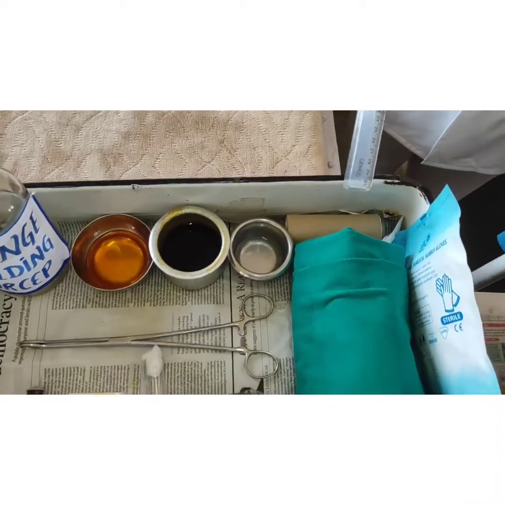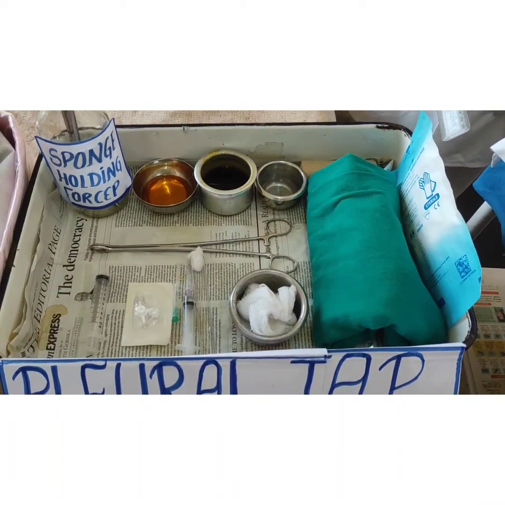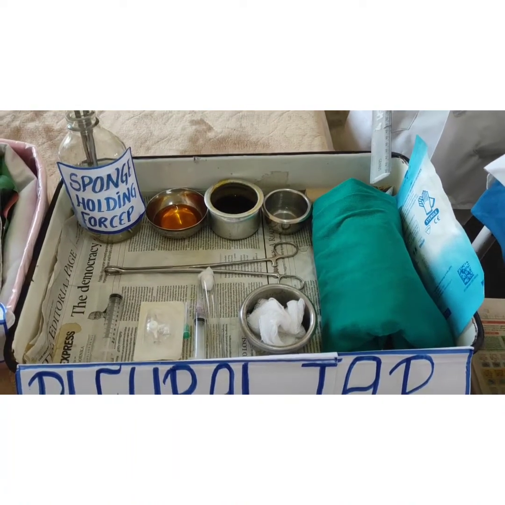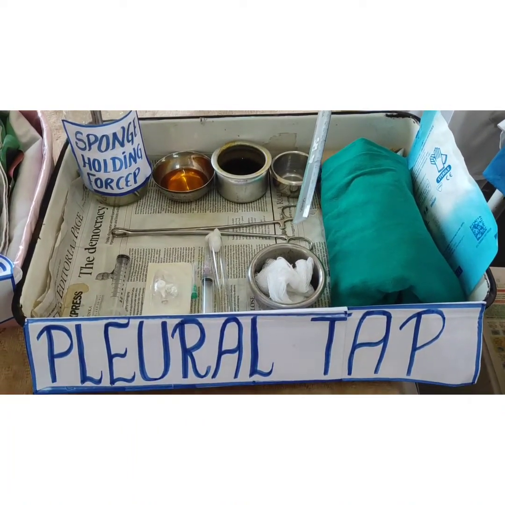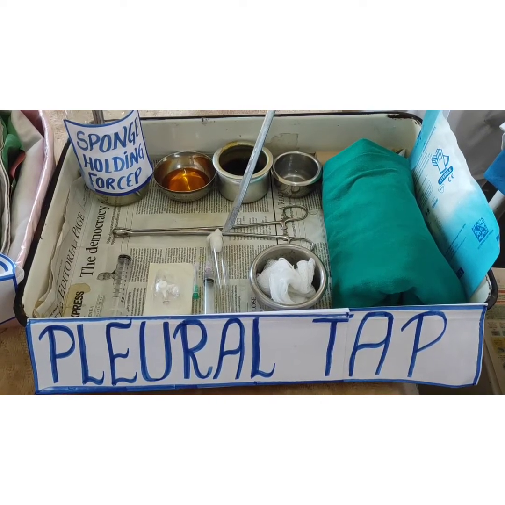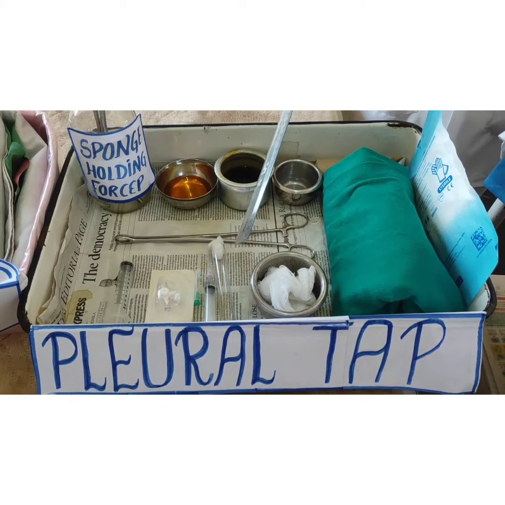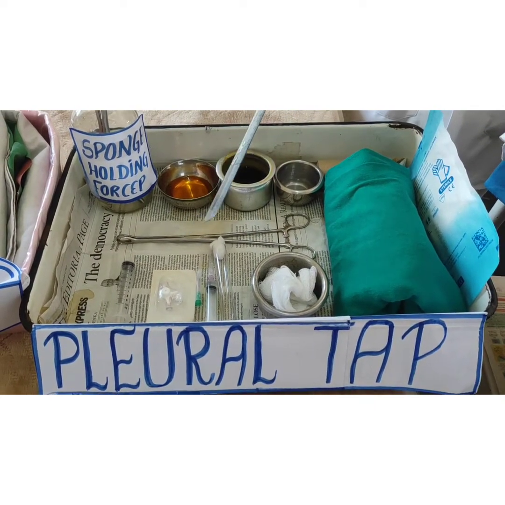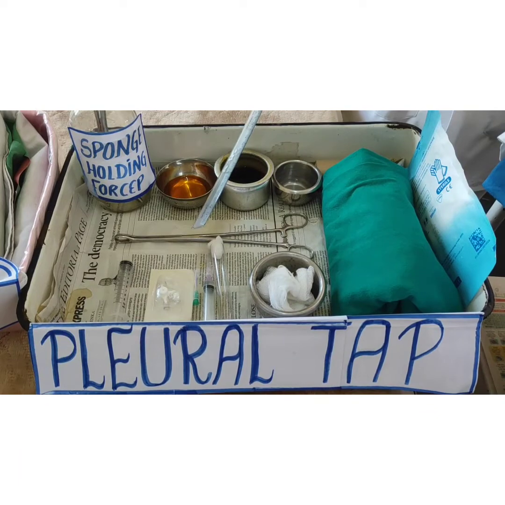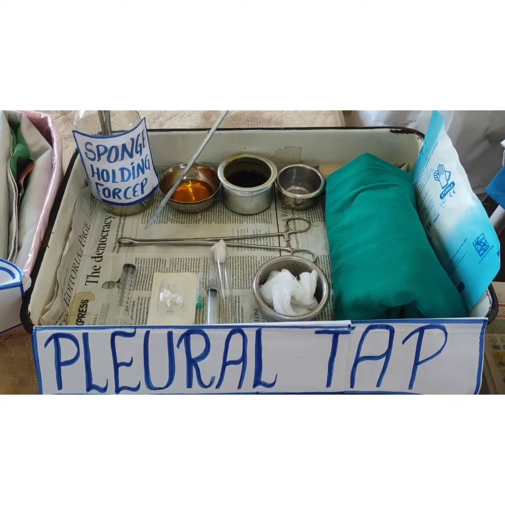Bandage is used for dressing, gloves to prevent cross infection, drape sheet to drape the patient, gauze piece to clean the site, 1% lignocaine used for local anesthesia, syringe used to collect the fluid, 3-way adapter and needle to aspirate the fluid, 10 ml syringe is used for collection of fluid.